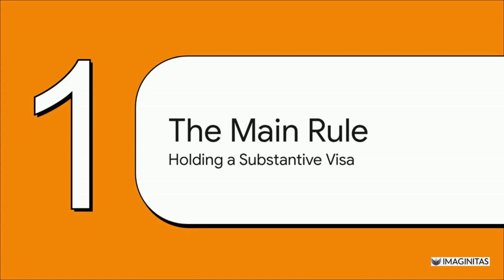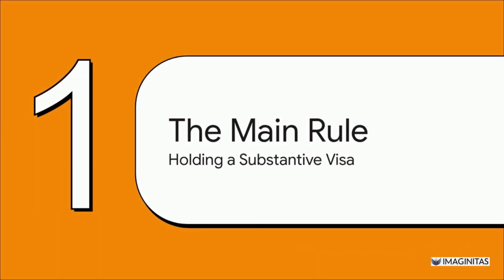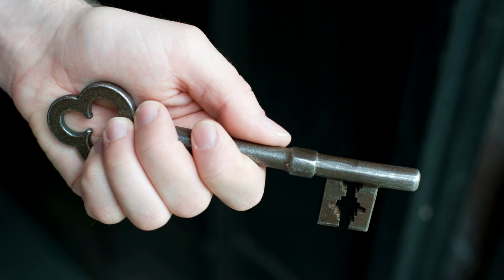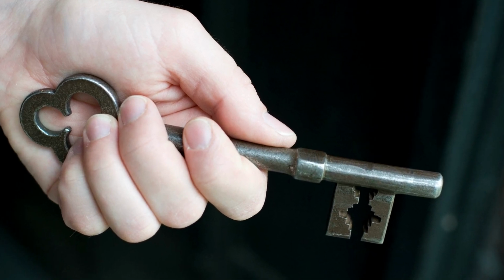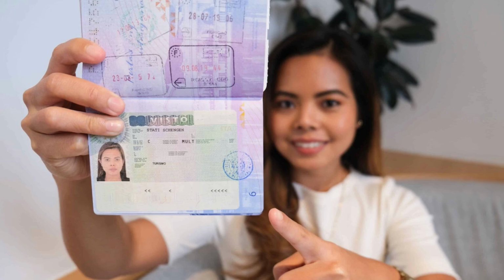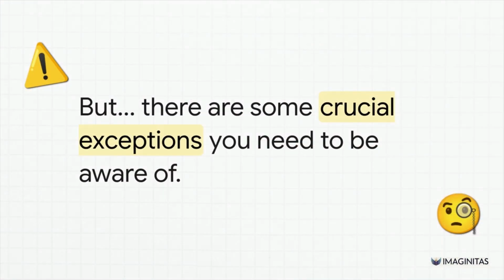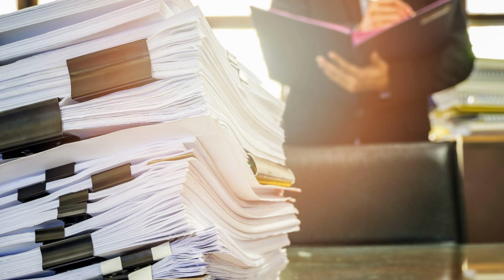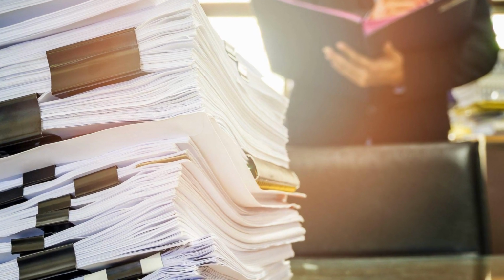Okay, so the main rule of thumb is this. To apply for a student visa while you're onshore, you generally need to be holding what's called a substantive visa. We're going to define that word for word in just a minute, but for now, just think of it as the main key that unlocks this whole process. But, and you knew there was going to be a but, right? It's not always that simple. Even if you do have a substantive visa, it might be one of a handful of specific types that actually blocks you from applying. This is where paying attention to the details is absolutely critical.